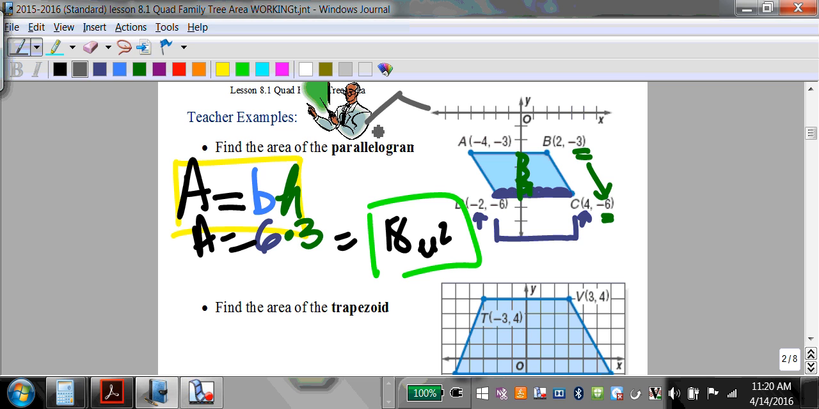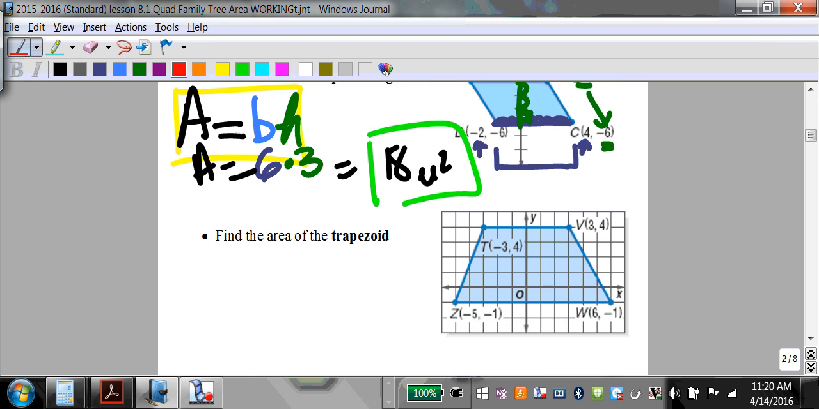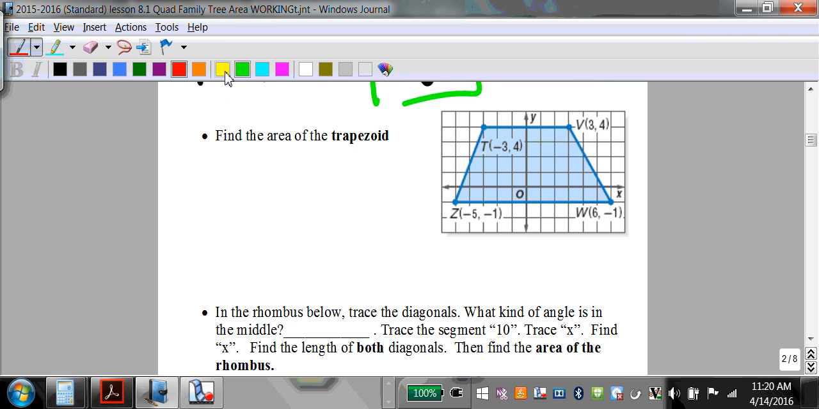If you tilt it, you have to use the distance equation to find your base and your height. So just keep that in mind, guys. That was easy because it was just horizontal, vertical. All righty. Ready? Read out the equation for the area of a trapezoid, please.